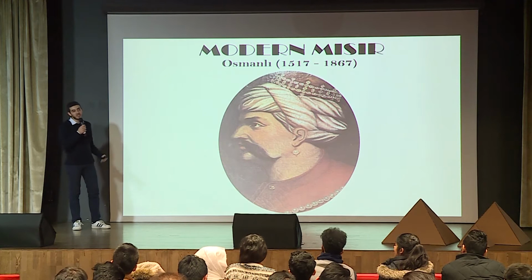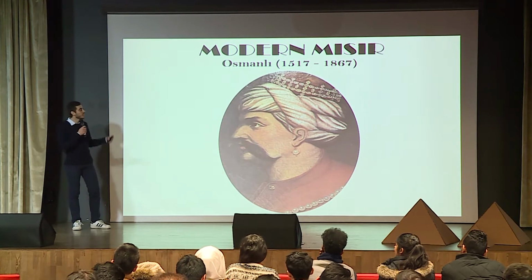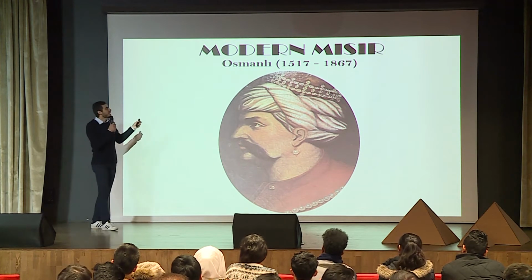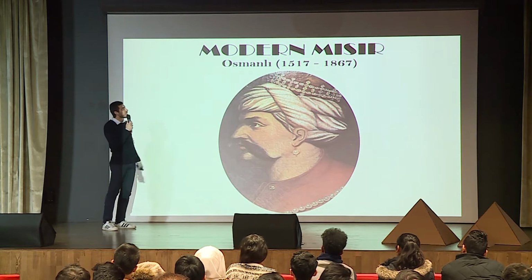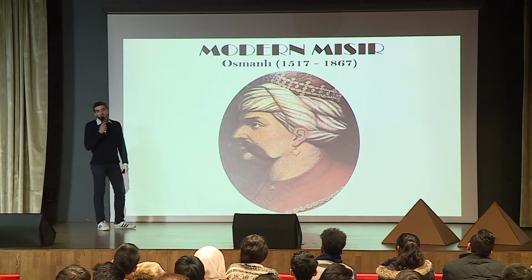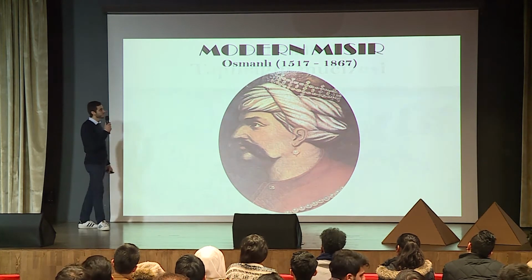Now, the modern history, our common history, the Ottoman Empire. It started in 1517, when Egypt was a territory of the Ottoman Empire.